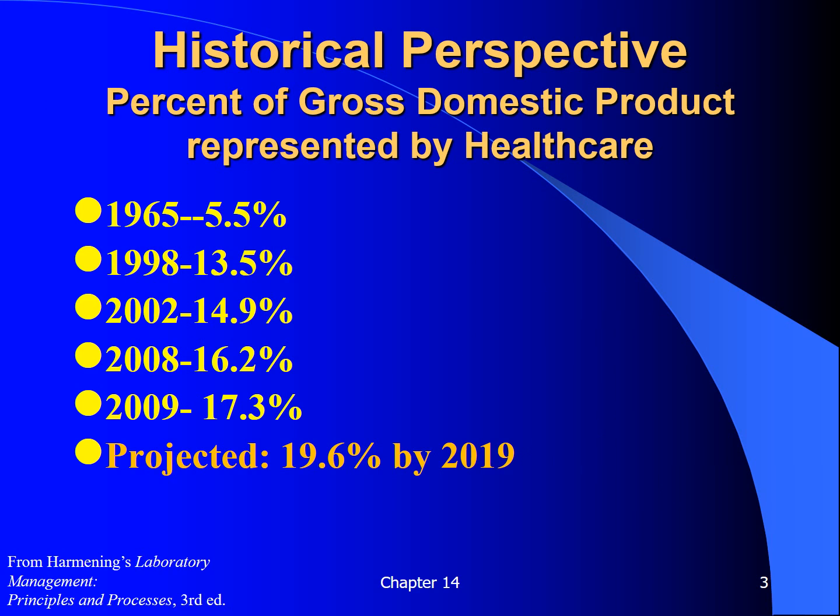Despite the most severe economic downturn in 80 years, the percentage of the GDP spent on healthcare jumped from 16.2% in 2008 to 17.3% in 2009. At the current rate of growth, healthcare costs are predicted to nearly double to $4.5 trillion in 2019. At that point, they will account for approximately 19.6%, almost a fifth of our GDP. However, in 1965, healthcare accounted for only 5.5% of the GDP.